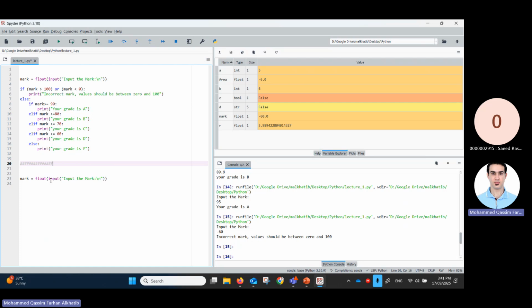And I'll put this one as a separator between them. Okay, now I want to check if the mark is valid. If mark is less than or equal 100, what is the other option? And. We'll come now about the uses of and or. And mark greater than or equal 0. We'll do the statements. There they are. So copy them.